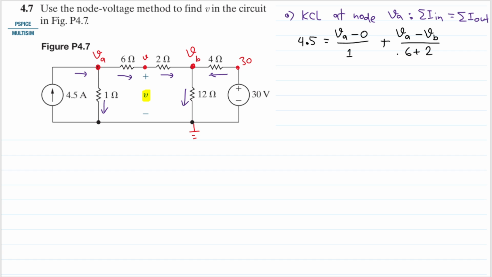Okay. Now we will have 4.5. VA minus 0 is just VA. VA divided by 1 is just VA. So we will have VA here. And for that one, 6 plus 2 is 8. So we will have 8 on the denominator. For the numerator, I still have VA minus VB.